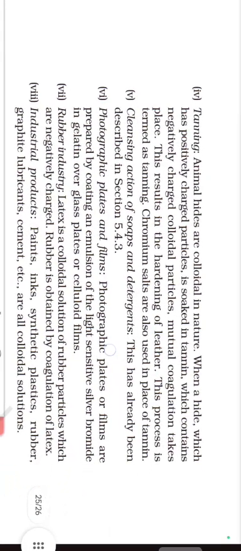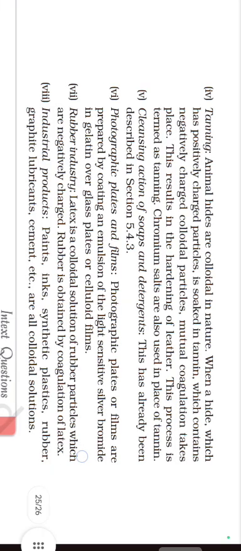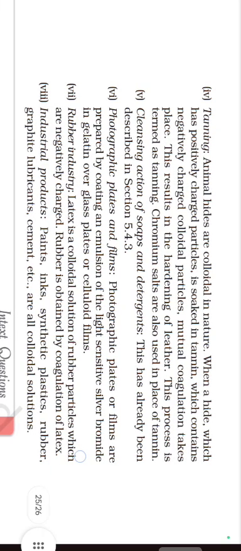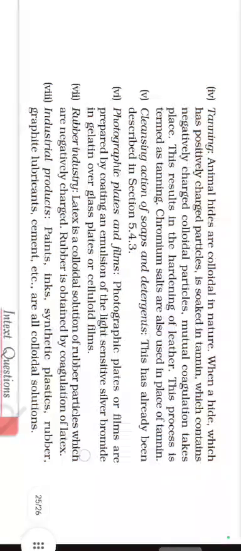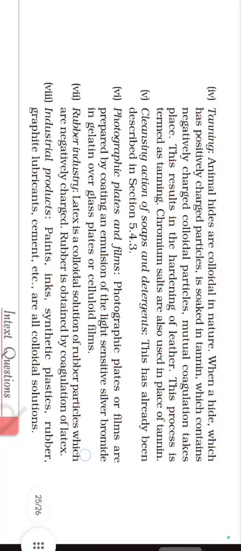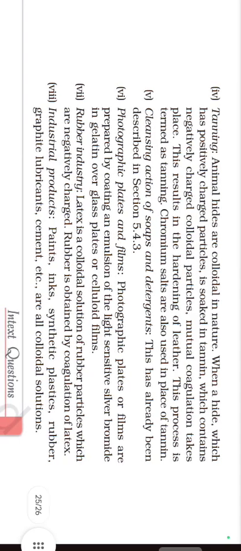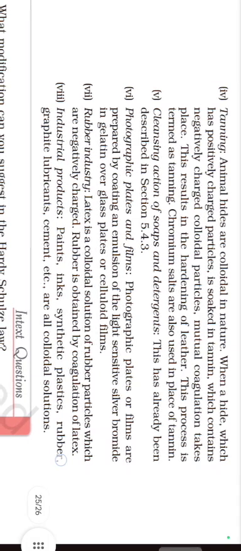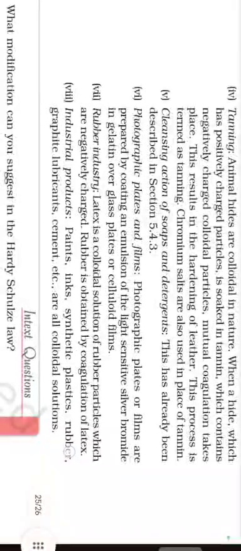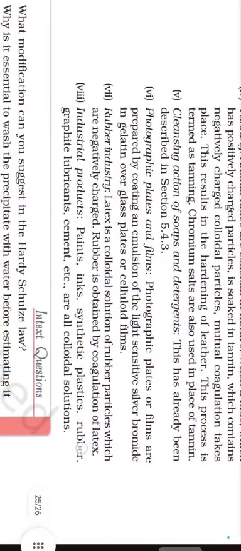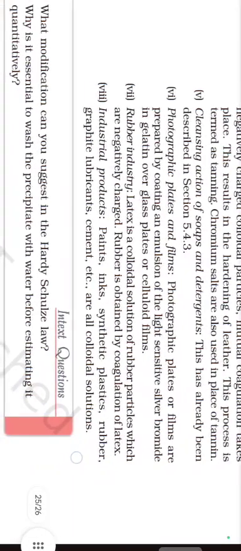Fourth, tanning. Animal hides are colloidal in nature. When a hide which has positively charged particles is soaked in tannin which contains negatively charged colloidal particles, mutual coagulation takes place. This results in hardening of leather. This process is termed as tanning. Chromium salts are also used in place of tannin.